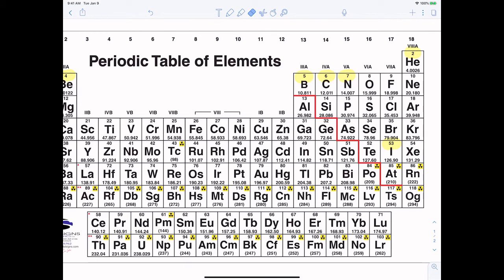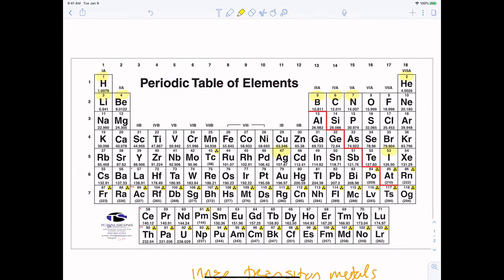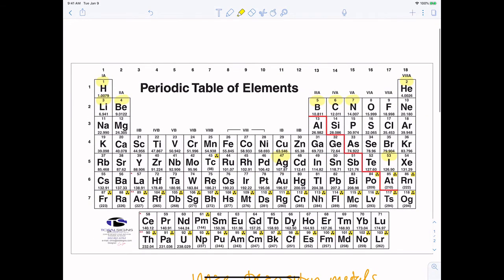Yeah, silver is Ag, so I find that here. Silver has 47 protons in its nucleus. So these whole numbers that go in order on our periodic table tell us the number of protons, right? That's my atomic number.